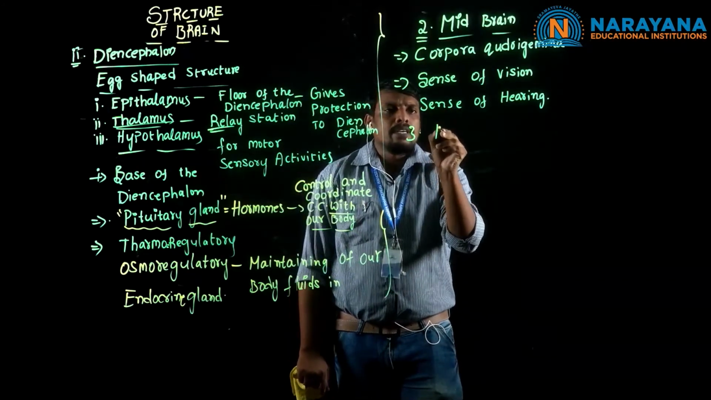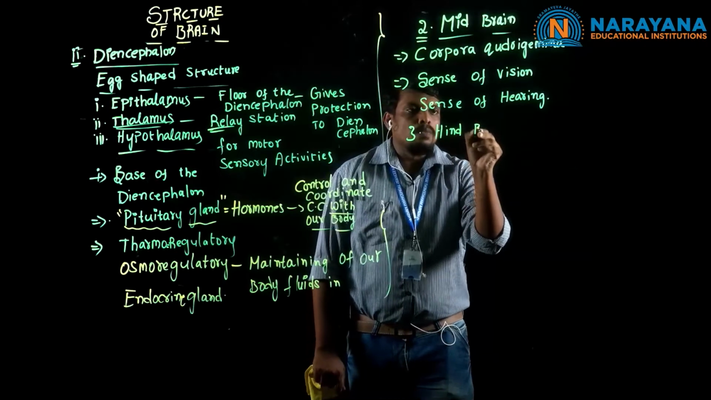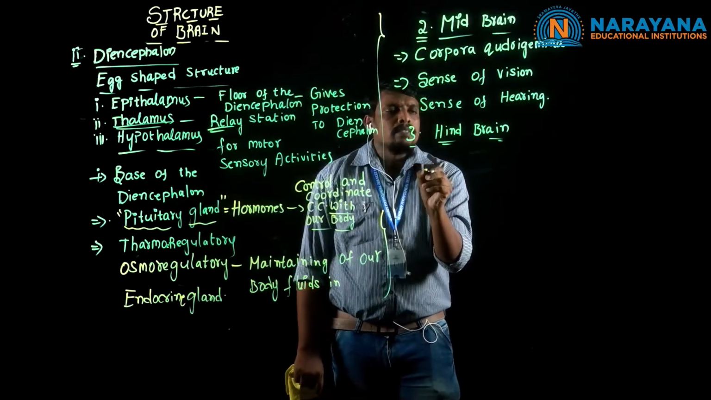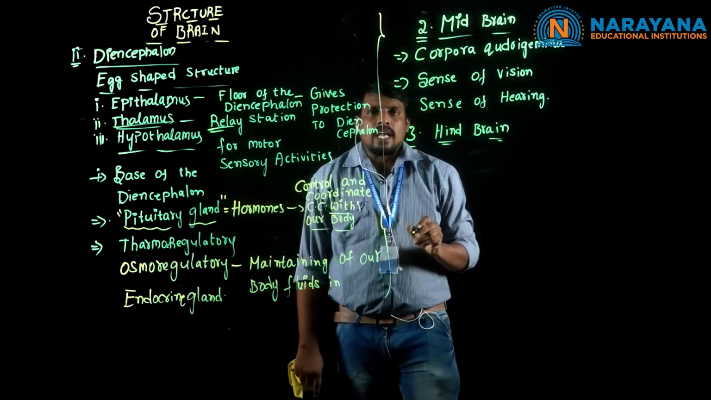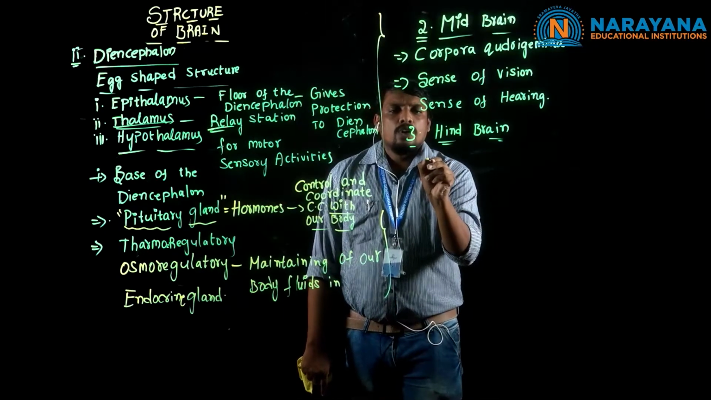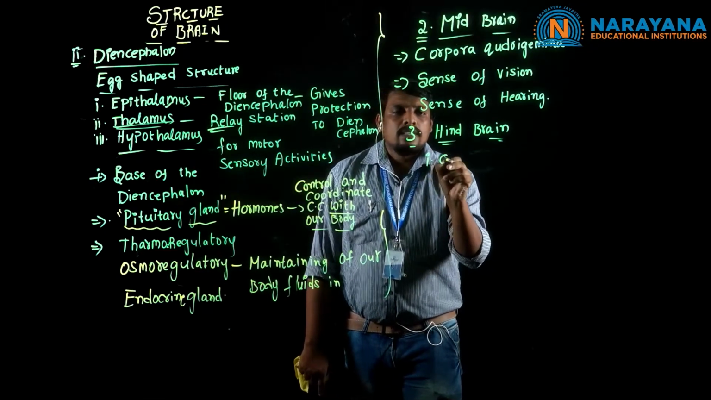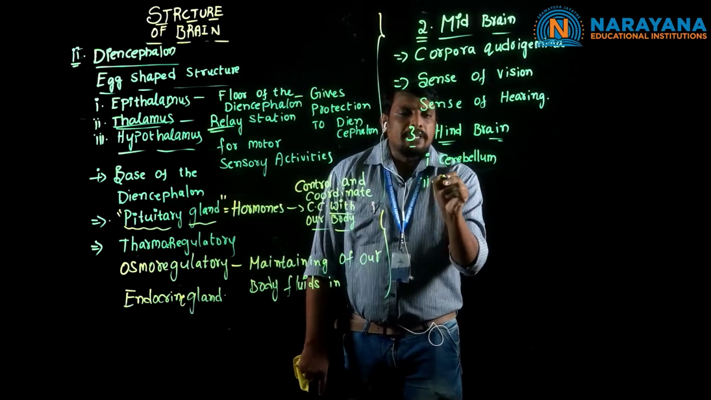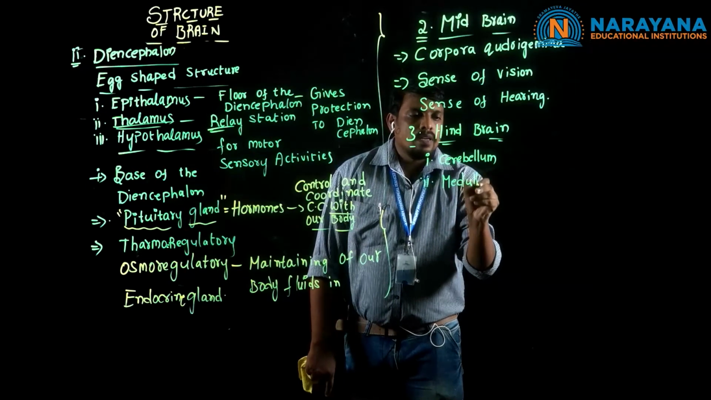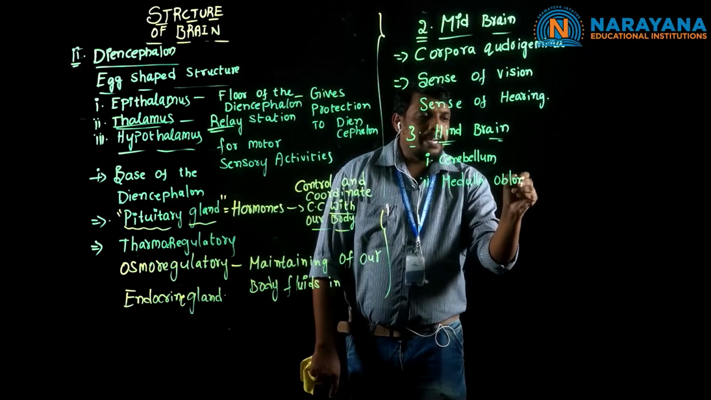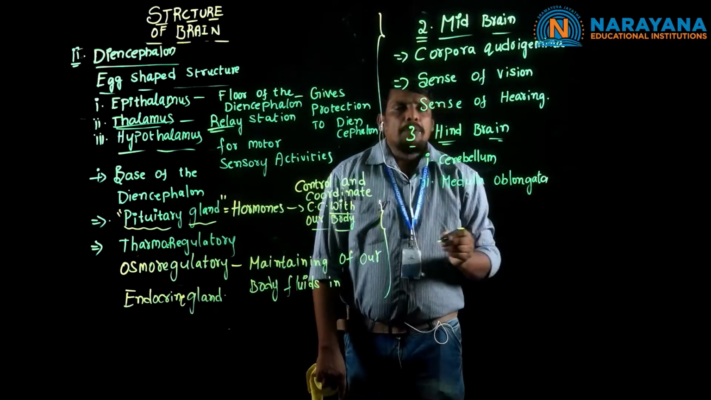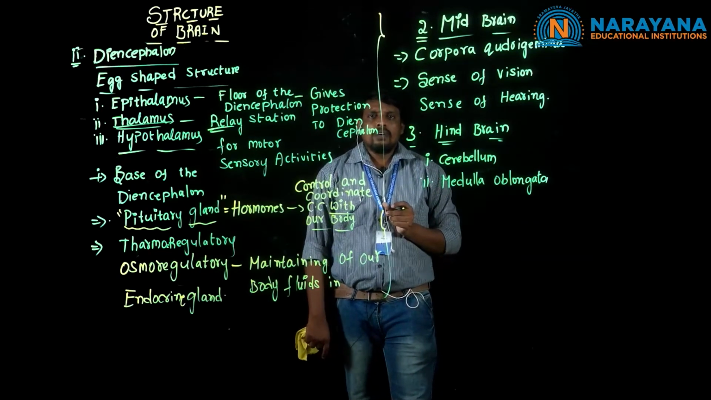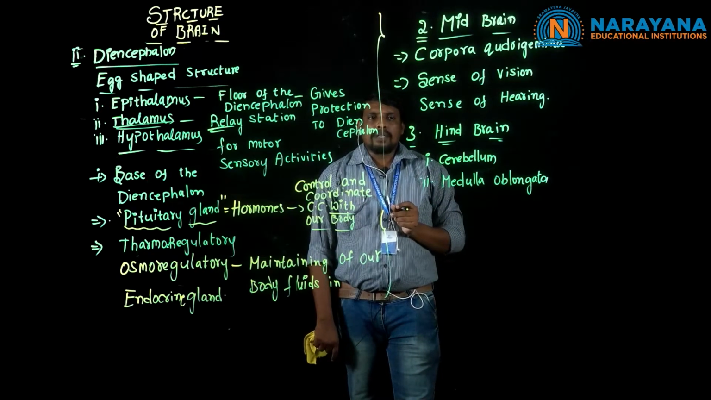The third part of the brain is the hindbrain. Let us see about the hindbrain. What are the major important parts of the hindbrain? As I said to you, the hindbrain has two major parts. What are they? Cerebellum and medulla oblongata. How many major parts are seen in the hindbrain? Two: cerebellum and medulla oblongata.